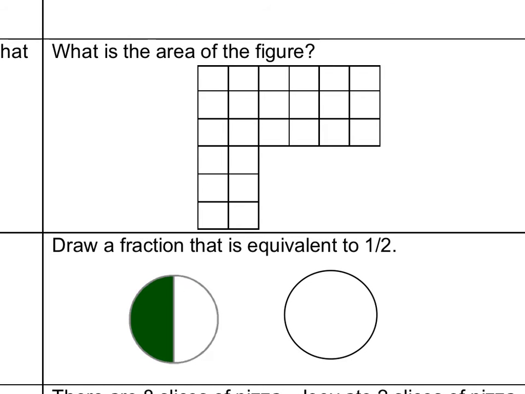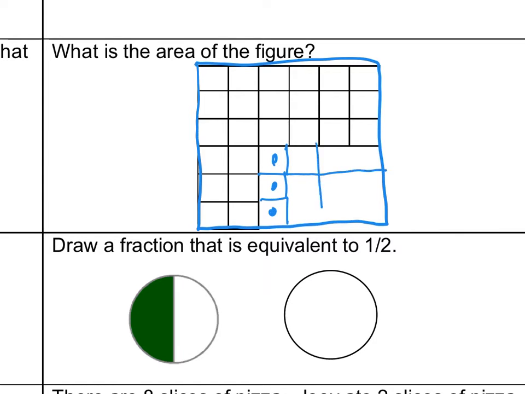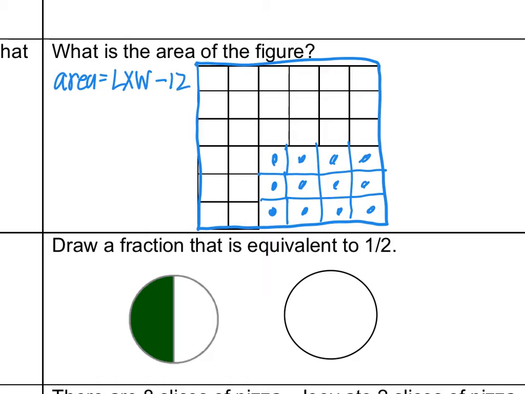What is the area of the figure? Okay, we've done several different methods. The recent one we've been doing is to trace around the whole shape as a rectangle. Then we're going to fill in the squares that really aren't there. And we put a dot in them so we can keep up with which ones are really there and which ones are not. So it looks like we have a total, if we count all of these, of 3 times 4 is 12. 12 of these really aren't there. So we're going to do area equals length times width minus 12.